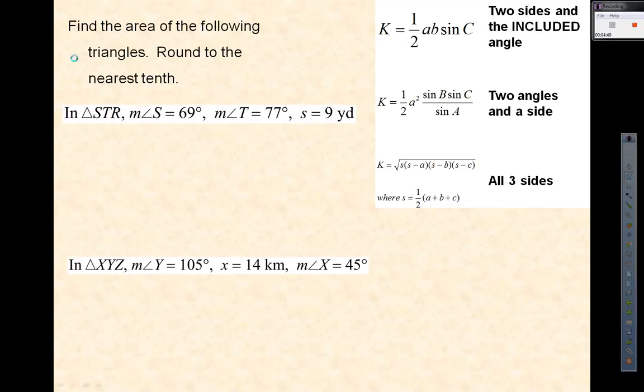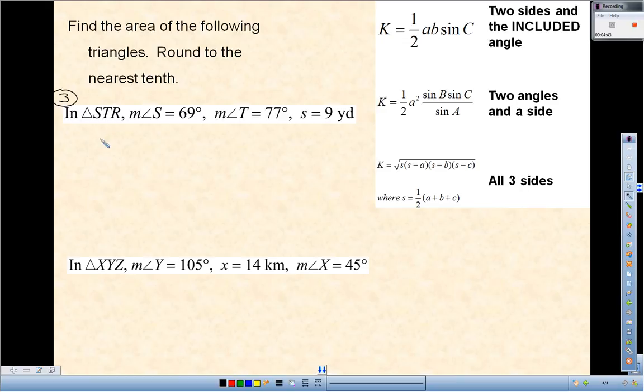Alright, for example 3, let's see what I've got. A triangle STR. It says angle S is 69 degrees, angle T is 77 degrees, and side S is 9. Notice that I'm given two angles and a side.